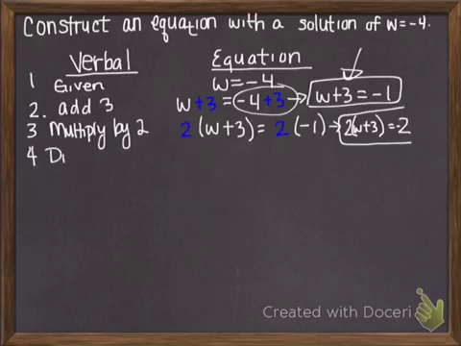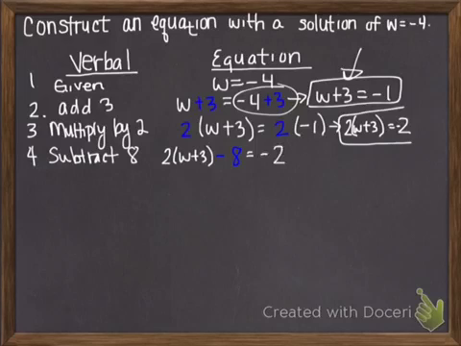Let's divide by... Nope, I don't want to divide. I could divide, I just don't want to. Let's change it up. Let's subtract 8. So on the left side of my equation, I have 2 times the sum w plus 3, and I'm going to subtract 8. Now it equals -2, and I'm also going to subtract 8.